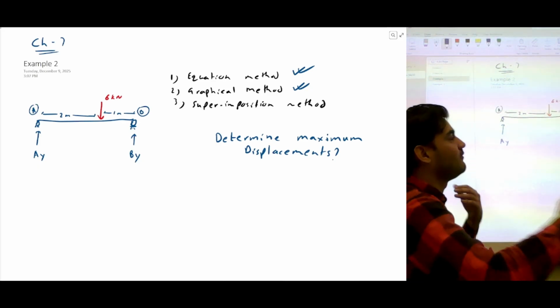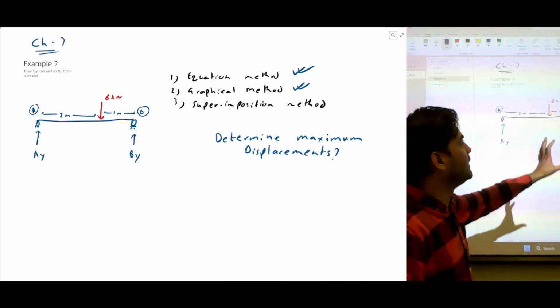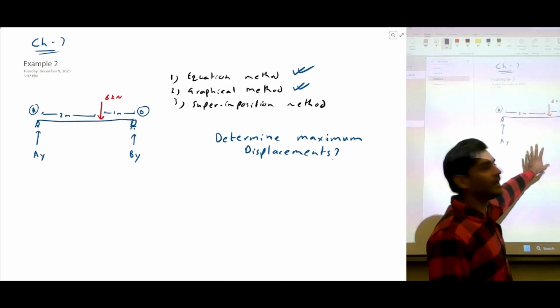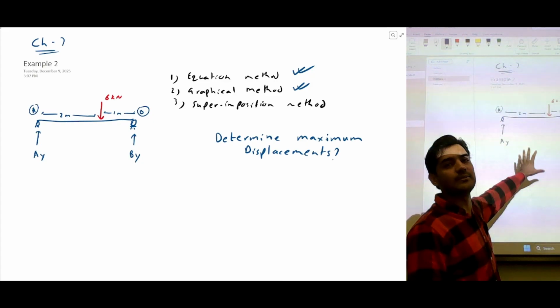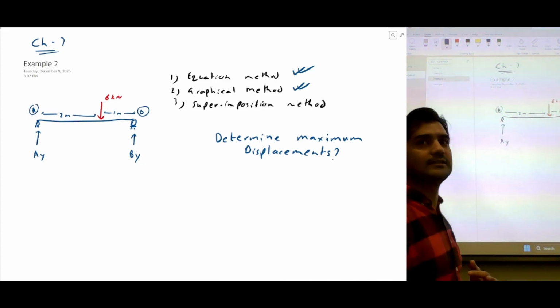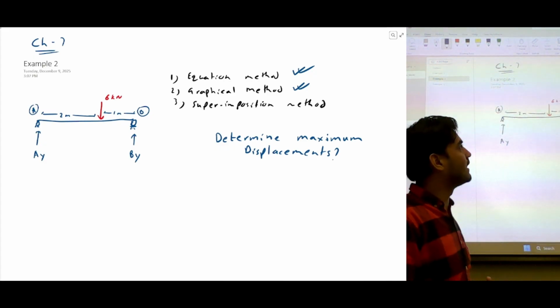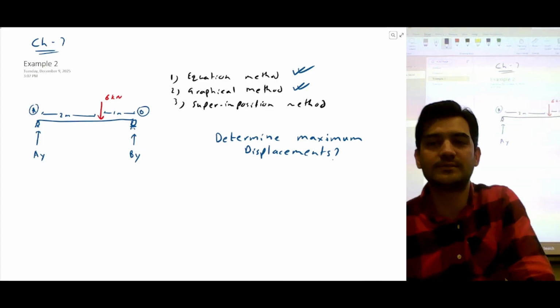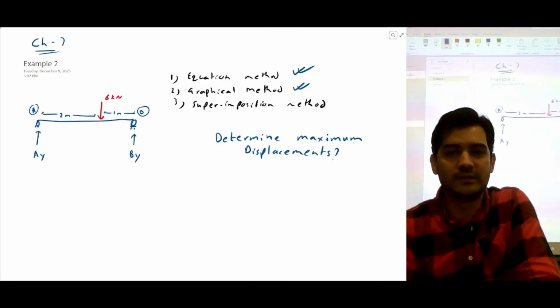But you cannot know everything, so in order to know everything you need the equation method. So first we'll try to solve this simply supported beam with the equation method, and we will verify all the shear force bending moment diagrams by the graphical method as well. And next time we will explore superimposition method.